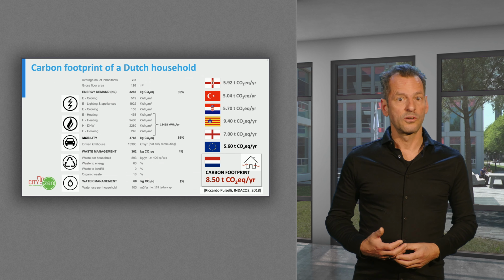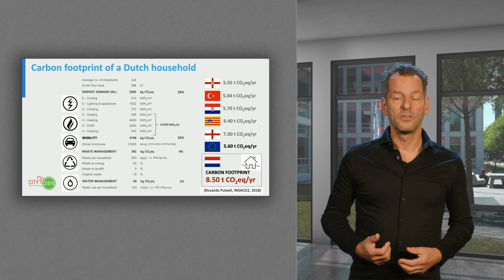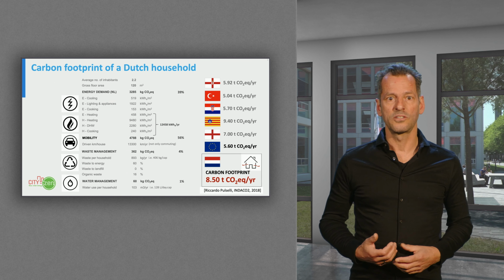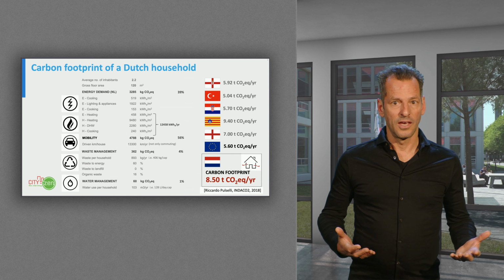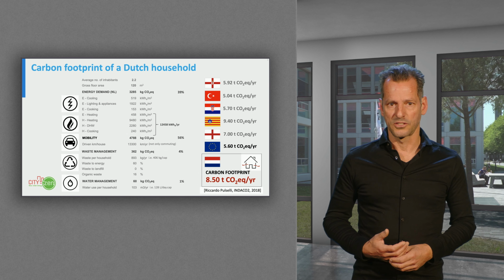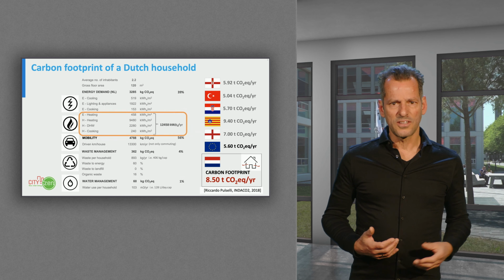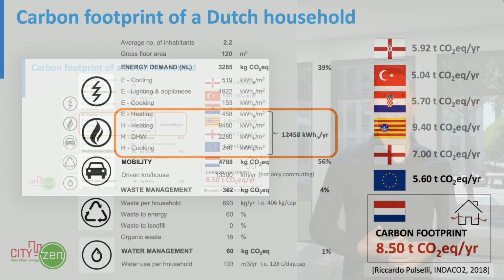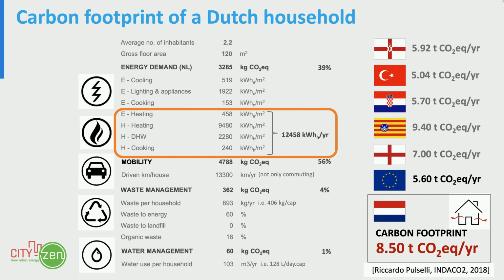In the EU project called Citizen, the carbon footprint of households in various European cities was analyzed. Here we see the figures of Amsterdam, the Netherlands. In this table, we can see that a considerable part of the energy use is related to heat, which is what we already learned in my earlier lecture. As you can see in the bottom right corner, the overall carbon impact of a Dutch household is 8.5 tonnes per annum. Is that a lot or not?